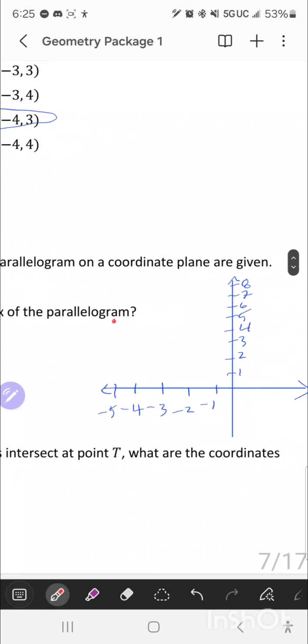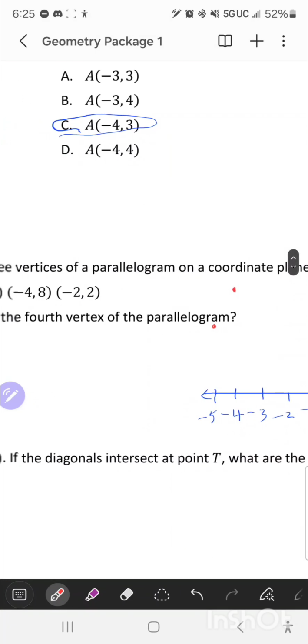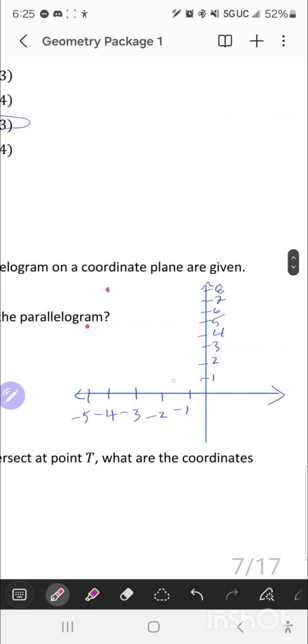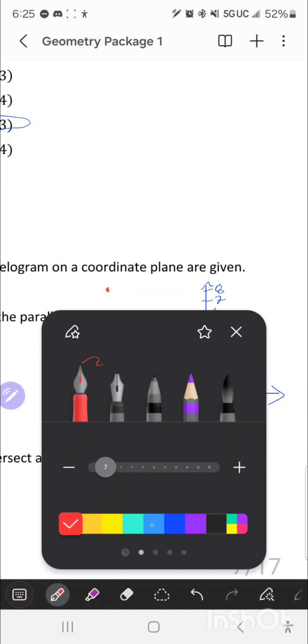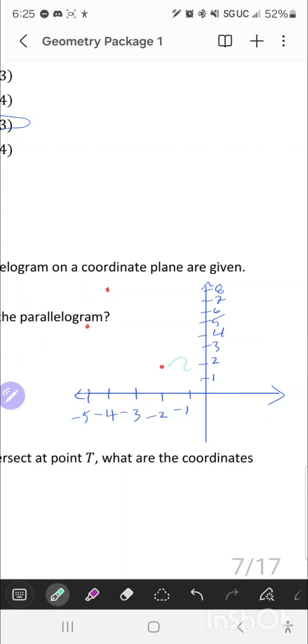Negative 4, comma 8. Negative 2, comma 2. Now I'm going to do my bubble. So I see that 4, 3, and 2. So here are 2. So 4, 3, and 2. Oh, this is 3. And here there are other 3.